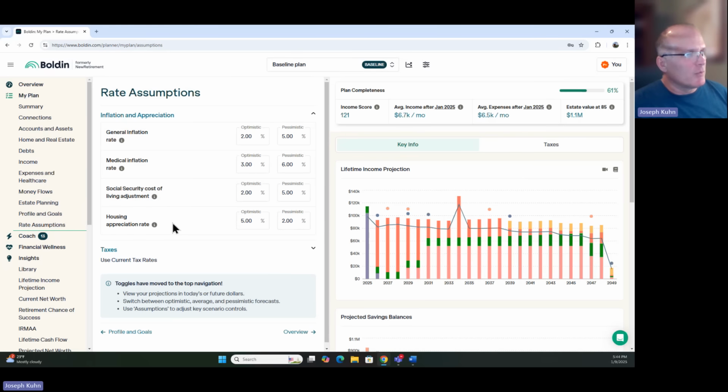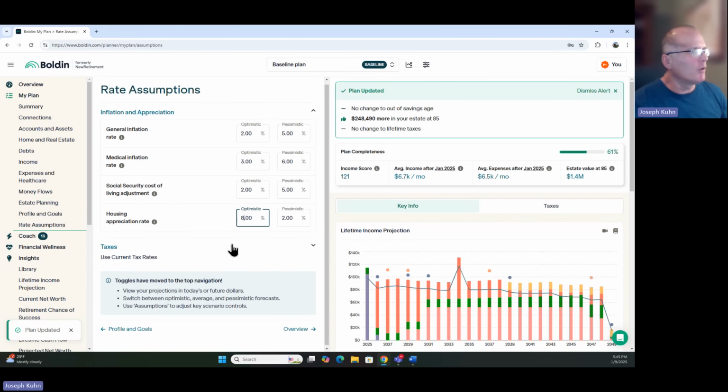And then the last one is housing appreciation. This is for your net worth statement. So how much do you expect your house to increase per year? 5% is a little low. Let's just say, optimistic, let's put that in 8%. No problem. Done.